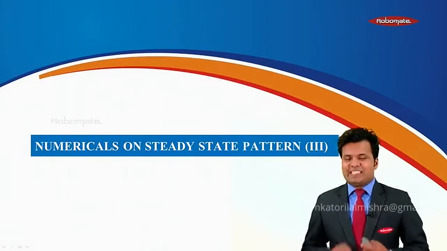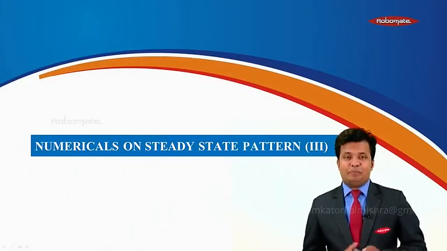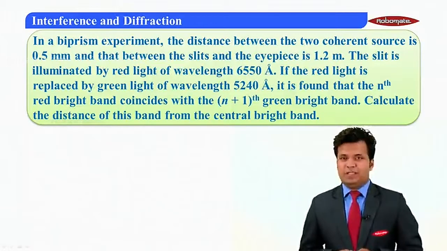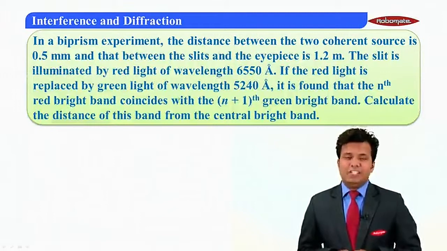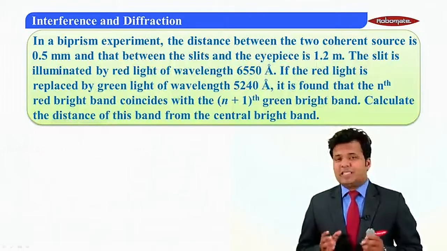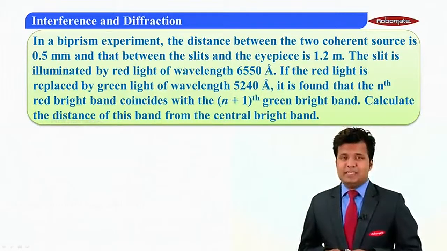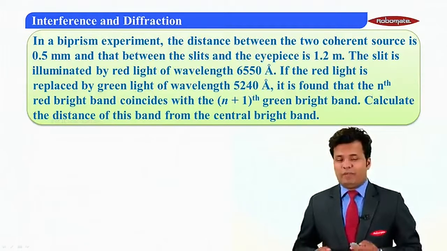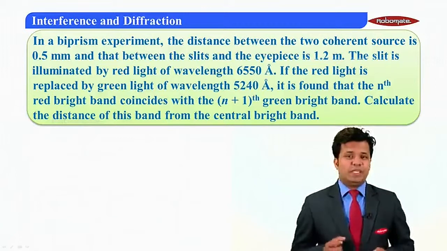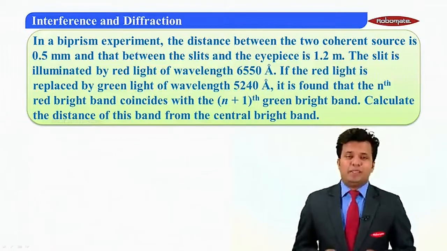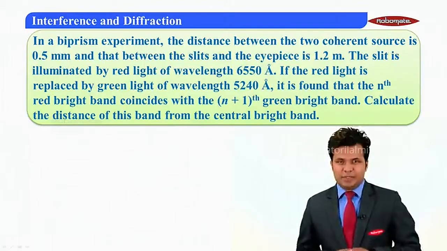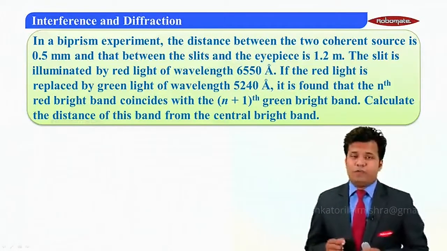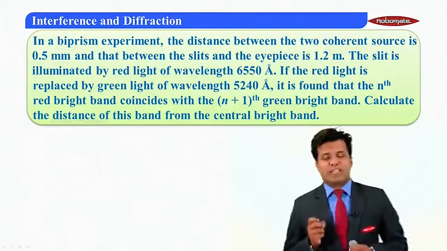Hello students, let us start a numerical on steady state pattern. This is going to be a very different kind of numerical, so better pay attention to it. So it's in a biprism experiment. The distance between two coherent sources is 0.5 mm and the distance between the slits and the eyepiece is 1.2 meter. The slit is illuminated by the red light of wavelength 6550 angstrom unit.